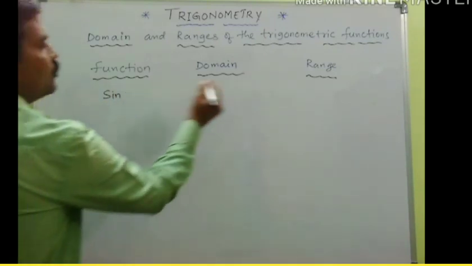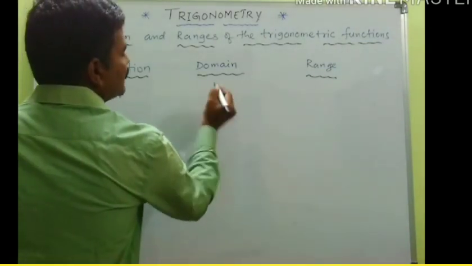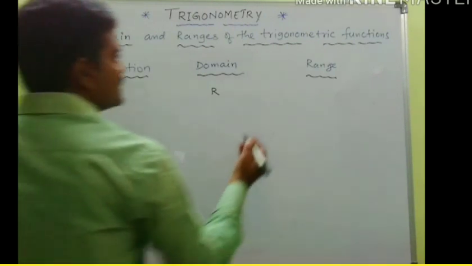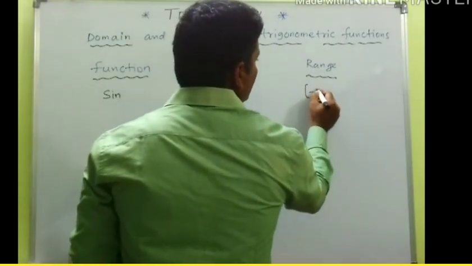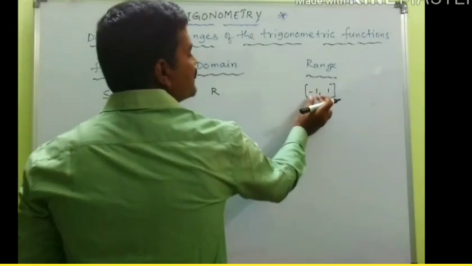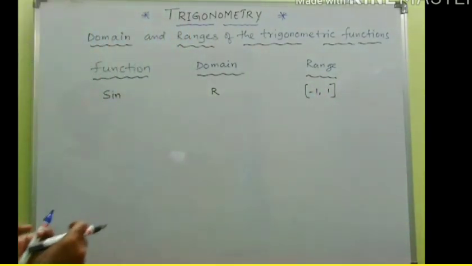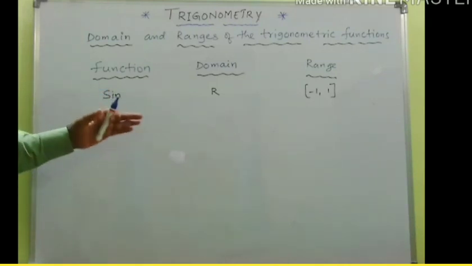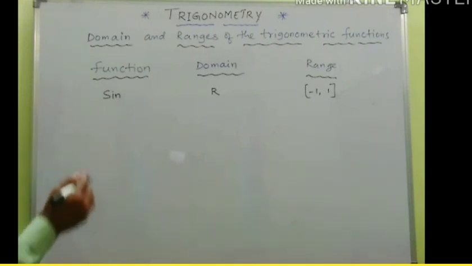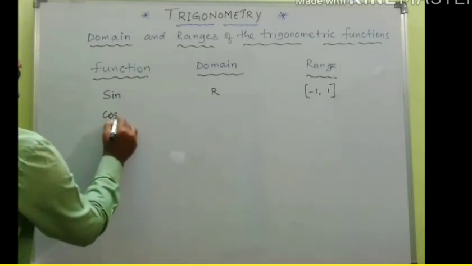Its domain is R. It is defined for every value of theta. And its range, just now we mentioned, is the closed interval -1 comma 1. Its minimum value will be -1 and its maximum value will be 1, and the values of sine will lie in between that particular interval only. And function number 2 is cos.